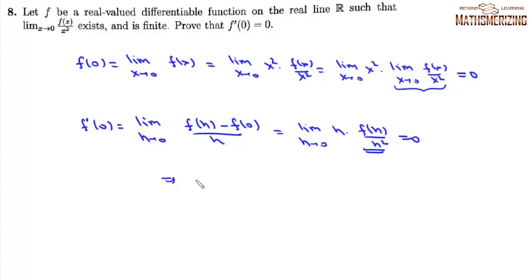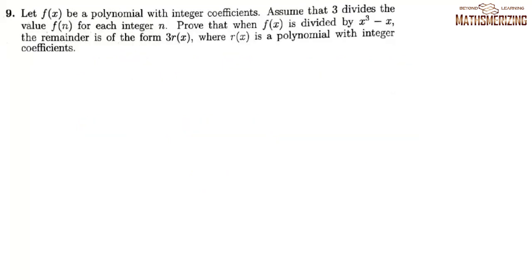So from here we can say f dash 0 must be 0. Now question number 9 is, let f(x) be a polynomial with integer coefficients. Assume that 3 divides the value f(n) for each integer n. Prove that when f(x) is divided by x cube minus x, the remainder is of the form 3r(x), where r(x) is a polynomial with integer coefficients.